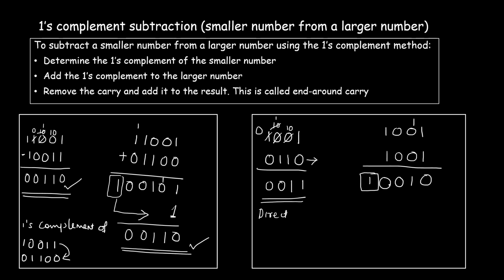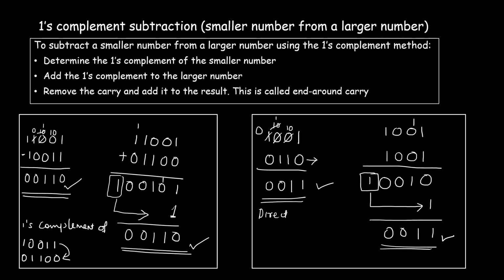This is a carry because I have 4 bits here and 4 bits here. This is a 5th bit I get. So this should be added to my result. I'll add this. 0 plus 1 is 1. I'll get a 1 here, 0 0, which is the same as the direct method answer I got. So this is how you subtract a smaller number from a larger number.